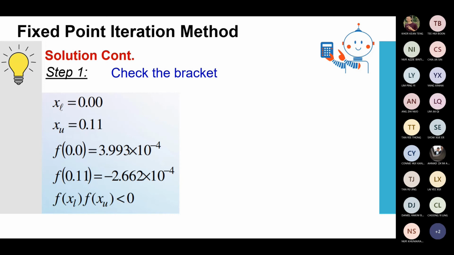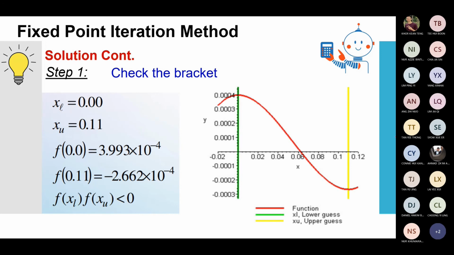As we illustrate in the graph I showed you just now, the root falls between these 2 points. So we already know that there is a root between the given 2 points. Remember that the red line is the actual function, the green line is shown as the lower guess or lower limit, and the yellow line is shown as the upper guess or upper limit. This is how we need to classify the graph.